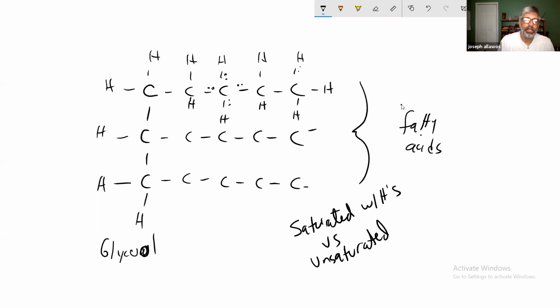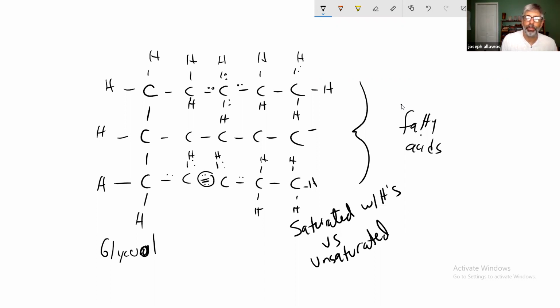But something that can happen is these carbons can share 2 electrons, 1, 2, 3, 4. They can share 2 pairs of electrons. They can form what is called a double covalent bond. Now, if you do that, look what happens. Now you've got 1, 2, 3, 4, 5, 6, 7, 8. That carbon's good. Same thing with this carbon, 1, 2, 3, 4, 5, 6, 7, 8. That carbon's good. So this fatty acid is unsaturated with hydrogens because of this double bond.